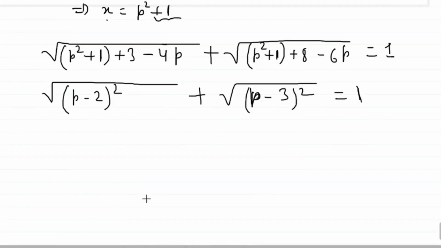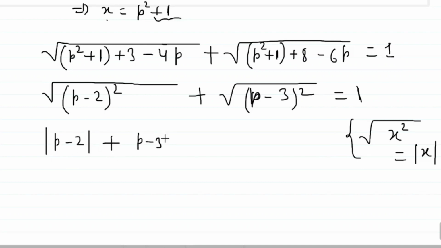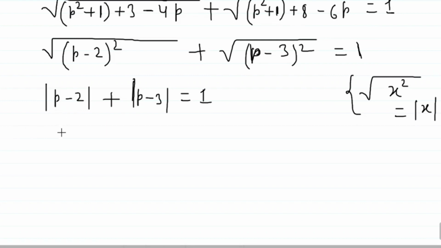Now here we know that whenever we have a perfect square number within a square root, it turns out to be a modulus function, like this. Now, using the same modulus property, we can write p minus 2 mod plus p minus 3 mod, and the sum of these two modulus functions is equal to 1. Suppose this p is positive and this p is negative, then positive and negative cancel out. So finally what we get? Infinite number of solutions for p, right? Similarly, if this p is positive and this p is negative, so this p and this p cancel out, again we have infinite number of solutions, right?